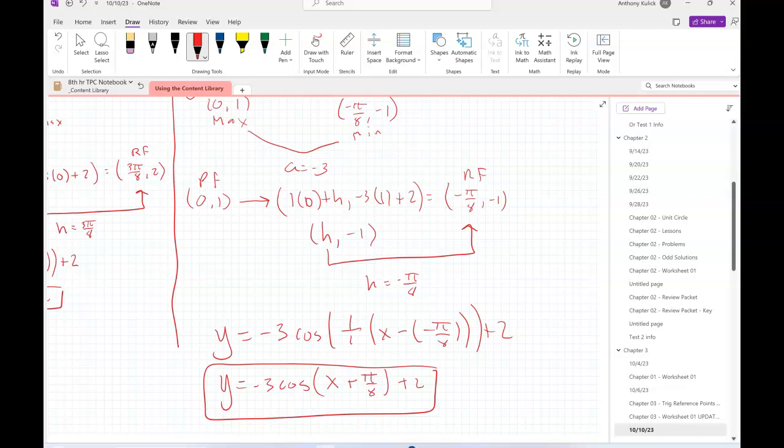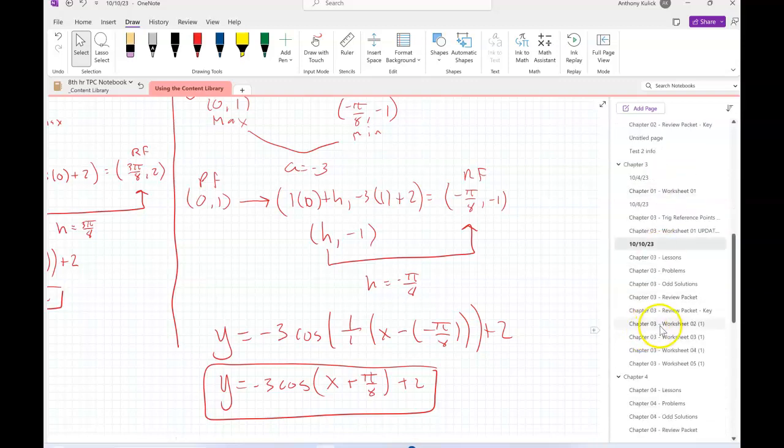And it looks so easy when you do it, Mr. Kulik. I know. It takes a minute to get the hang of it. Once you get the hang of it, though, they're all kind of the same.